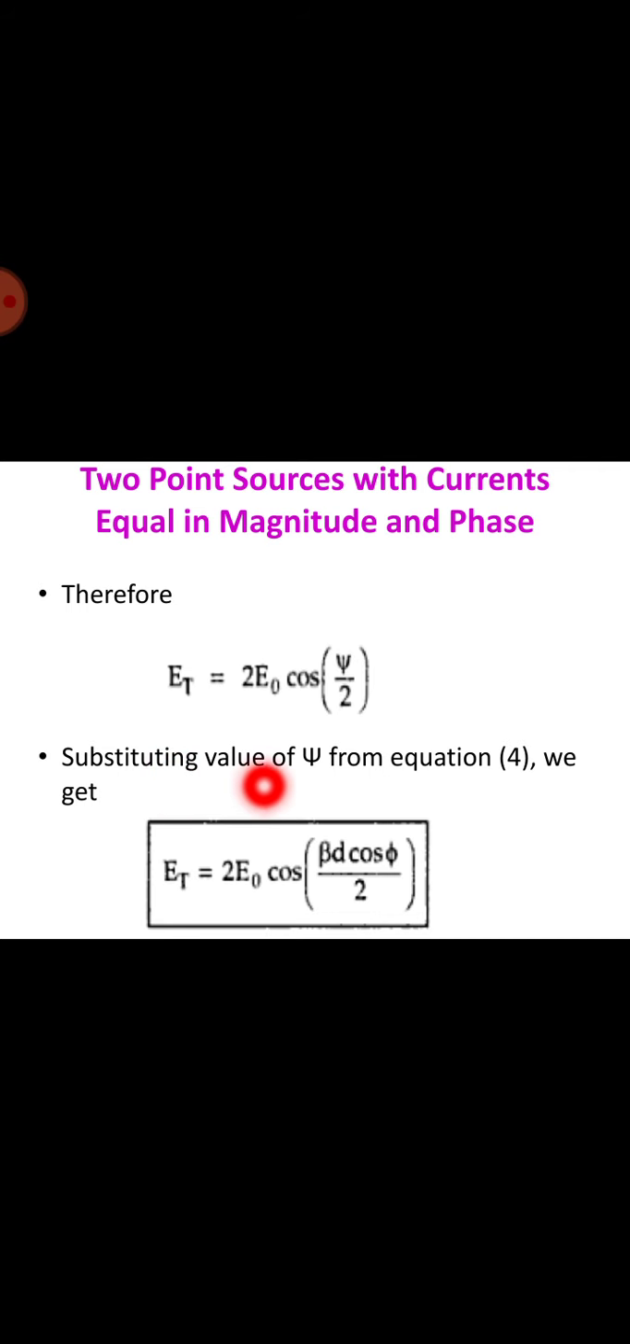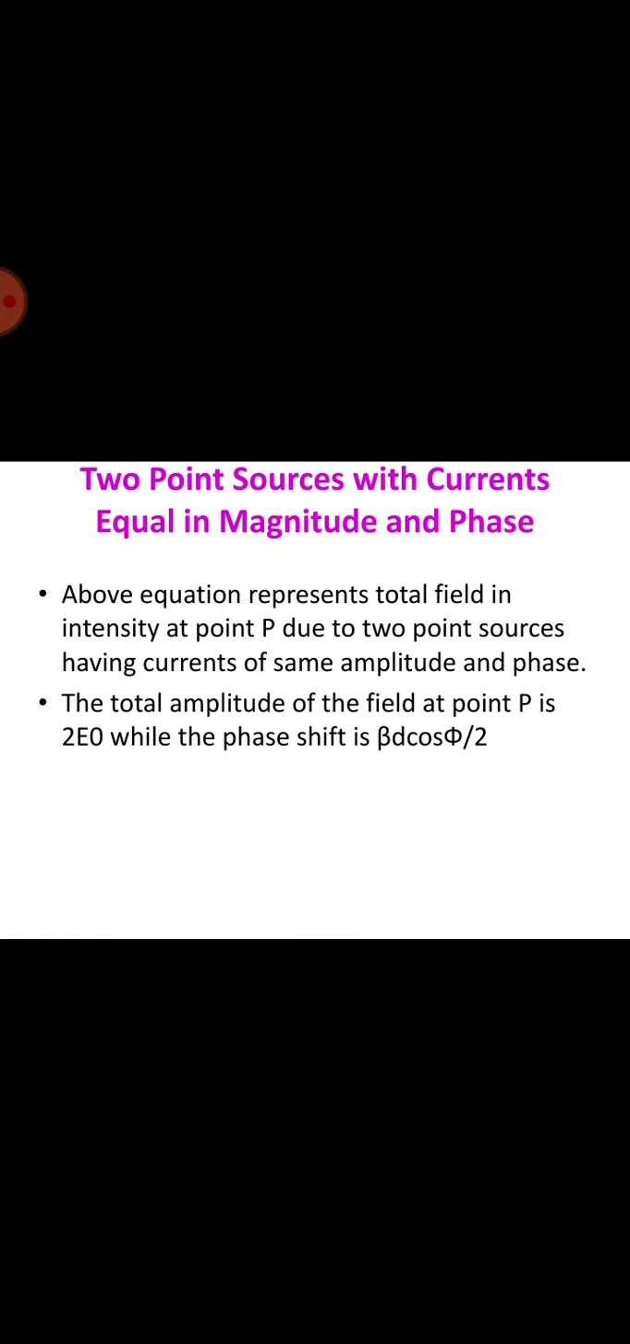Substituting the value of psi as beta d cos phi, this equation becomes Et is equal to 2 E0 into cos of beta d cos phi by 2. The above equation represents the total field intensity at any point P due to point sources having currents of the same amplitude and phase. The total amplitude of the field at point P is 2 E0, while the phase shift is beta d cos phi by 2.